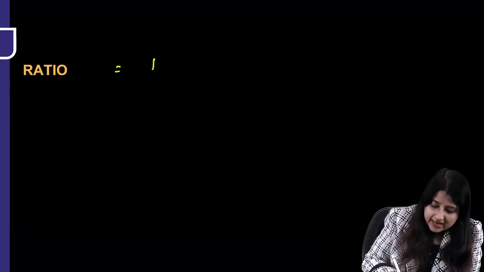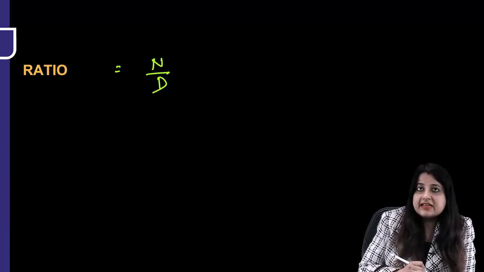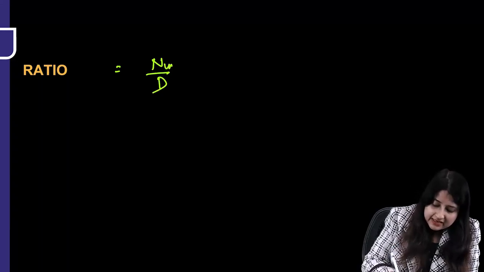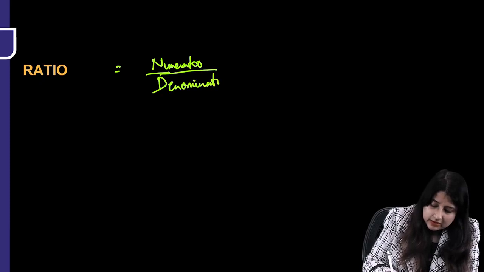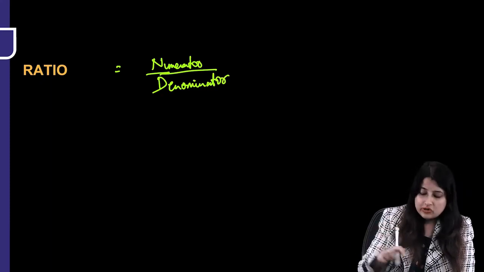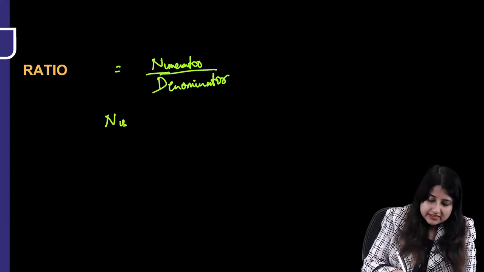Okay? Next, ratio. What is ratio? It also has a N and D. But the important thing is that this N and this D, alright, N is not a part of D. So, in ratio, what is happening?